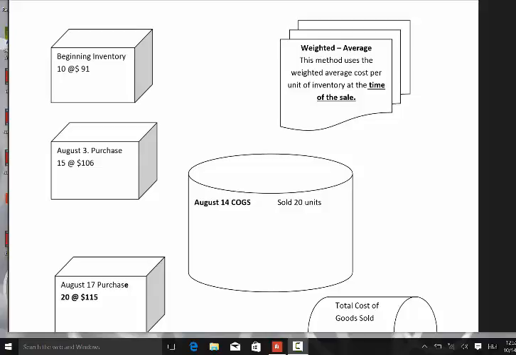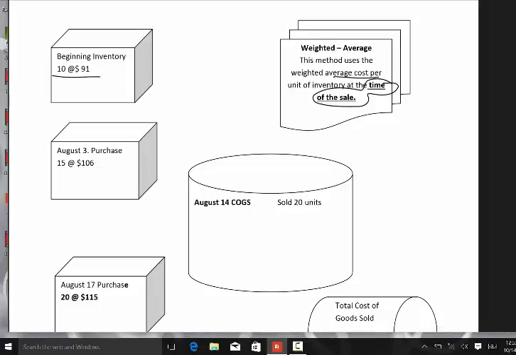This is the weighted average method. This method uses average costs of the units that we have in inventory at the time of the sale, so that's important to note. So here, if I have beginning inventory, same problem, I'm just doing each method on it.